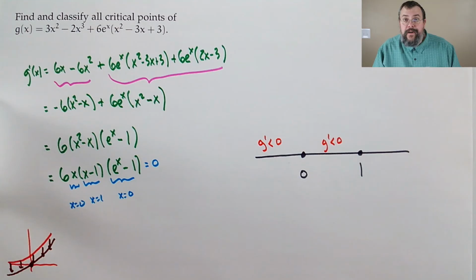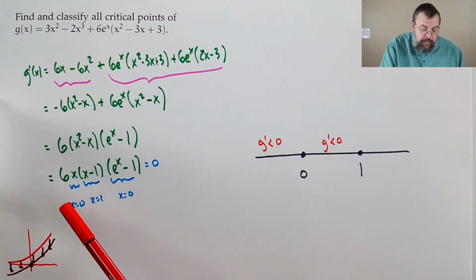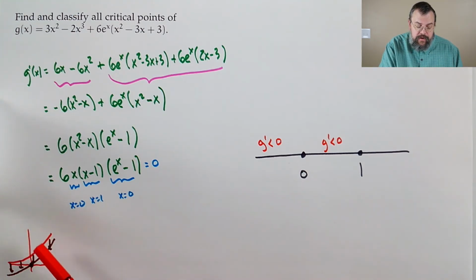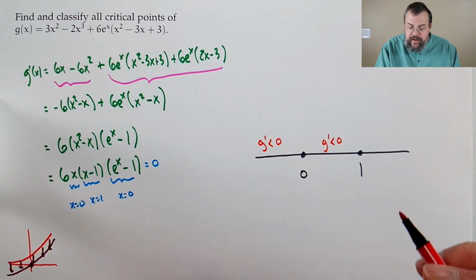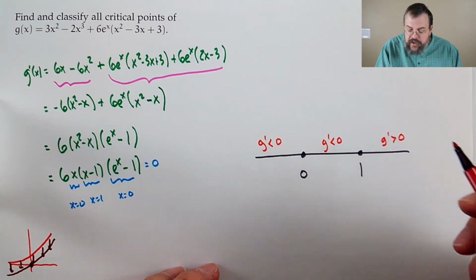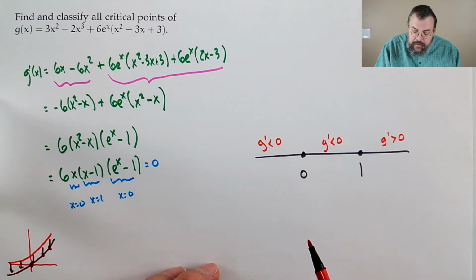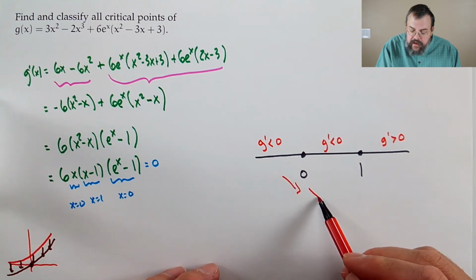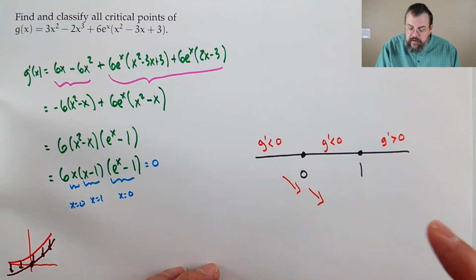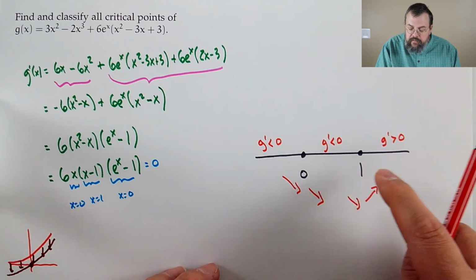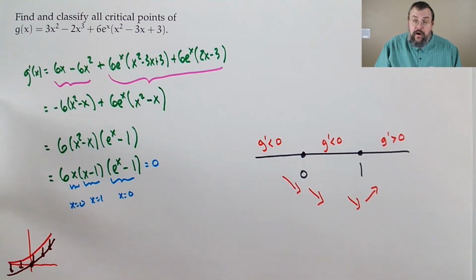If we pick a number bigger than 1, say 2, positive, positive, and very positive. Right? We're coming up over to this part. And everything's positive. The most optimistic part of the function. And so now we say, okay, what's happening? Well, we're going down and down, right? Negative, negative. Here we're going down and then up. Negative, positive. So our critical points are at 0 and 1.